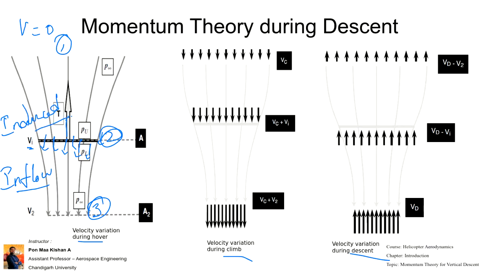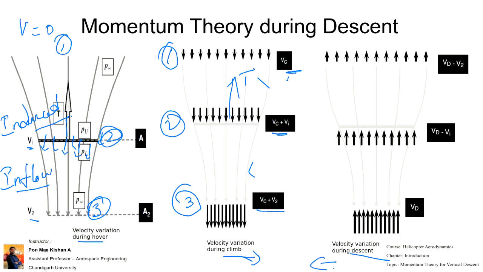At the exit, we have the third section, that is V2. This is for hovering condition, for which we calculated thrust and power. In the last class we saw climb. The thrust acts upward, same as in hovering condition, but the velocity of flow in the first section is taken as Vc, at the second section as Vc plus Vi, and at the exit as Vc plus V2. The descent and climb are just opposite to each other.